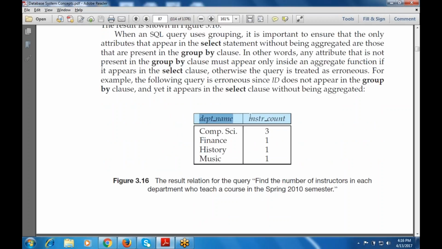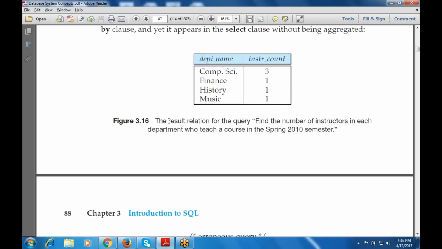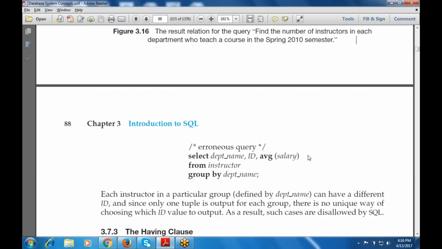There is the department name and the instructor count: computer science 3, finance 1, history 1, music 1. So this is the result relation for the query, find the number of instructors in each department who teach a course in the spring 2010 semester.